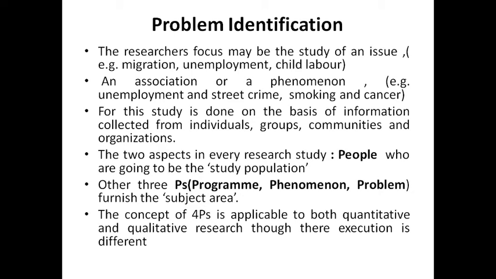The two aspects in every research study are people, who are going to be the study population, and the other 3 P's: program, phenomena, problem. This program, phenomena, or problem furnishes the subject area, and the people are the study population. The concept of 4 P's is applicable to both quantitative and qualitative research, though their execution is different.